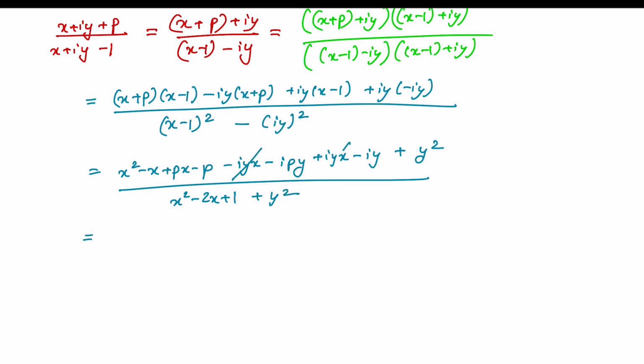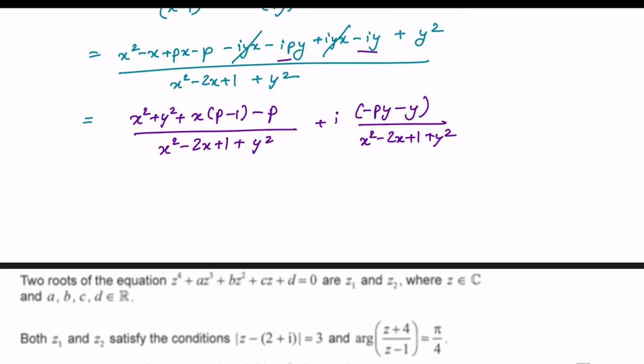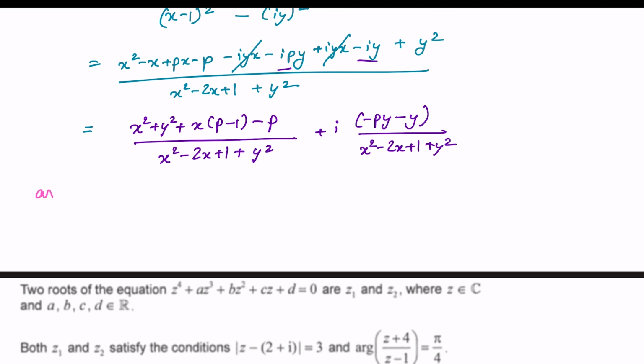Now we can try to simplify, cancel this out. And if we rearrange, I'll get x squared plus y squared plus x times (p minus 1) minus p. This is the real part. So I just break the real and the imaginary part. Minus py minus y divided by, because i is only on these two terms, x squared minus 2x plus 1 plus y squared. Now this is your complex number in x plus iy form. Now for the argument, I'll do tan inverse of imaginary by real part.